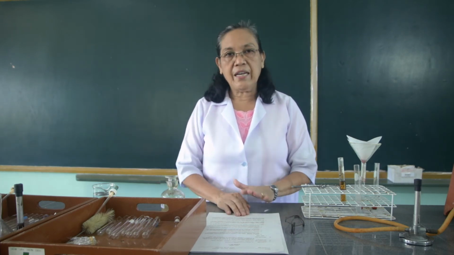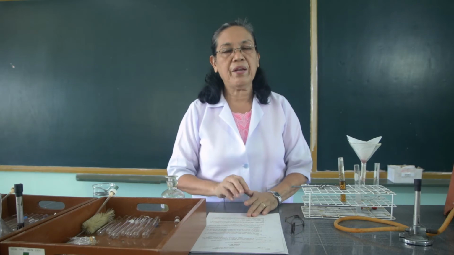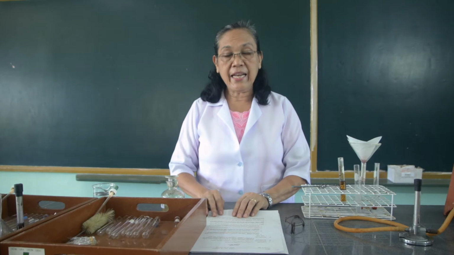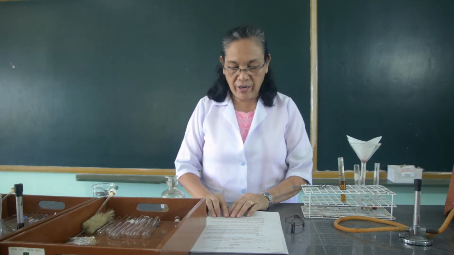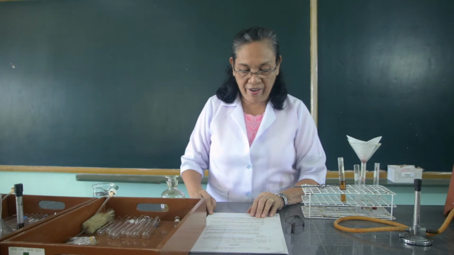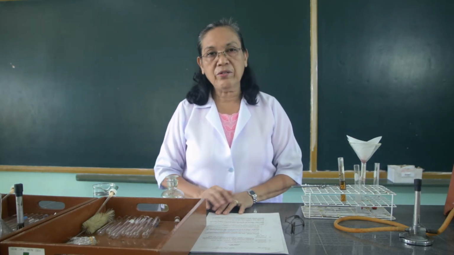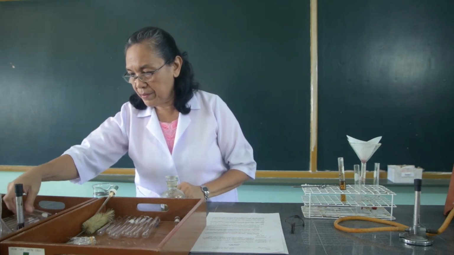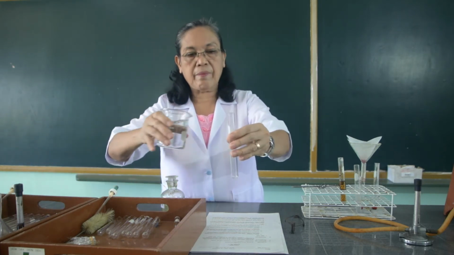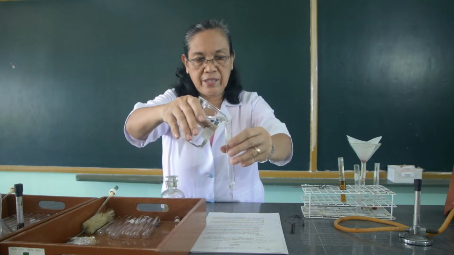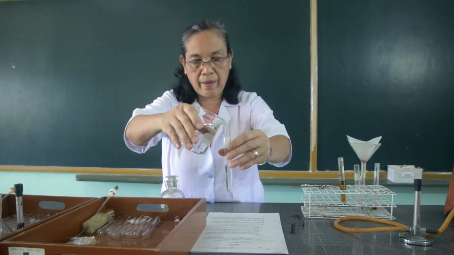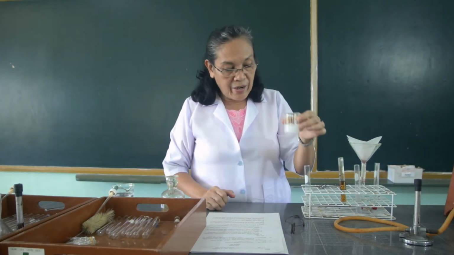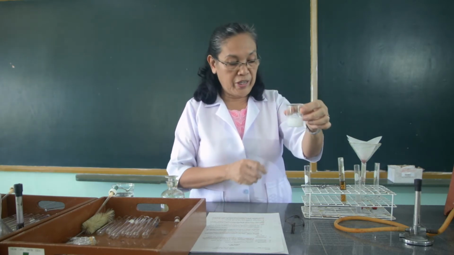Next, we will get again 10 ml of water. Then we will add 10 drops of soap solution and add 1 ml of the coconut oil. And we will shake it vigorously for about 10 seconds. I want you to observe what happens. This is distilled water. This is the soap solution. And we are going to add 10 drops of this soap solution into the distilled water.